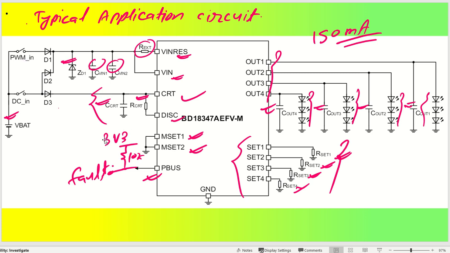Okay, so this will be the typical circuit that is given in the datasheet itself. However, we will try to understand each and every pin functionality and their definitions one by one. Okay, this is how you understand a complete design.